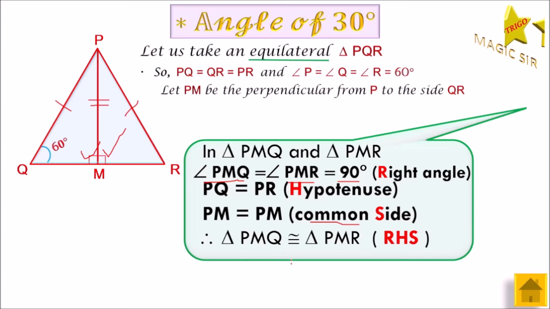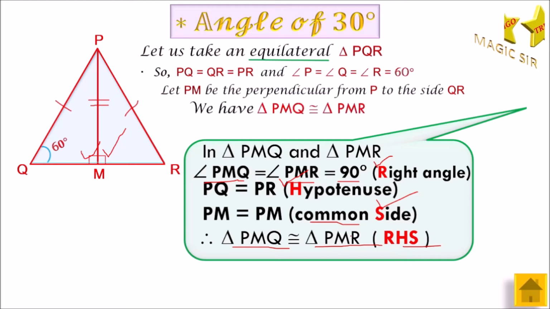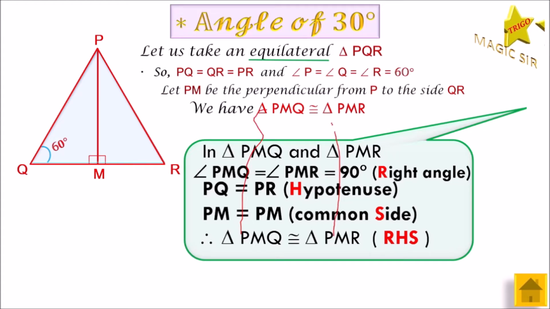So triangle PMQ is congruent to triangle PMR by RHS. R for right angle, H for hypotenuse and S for common side. So we can write triangle PMQ is congruent to triangle PMR.